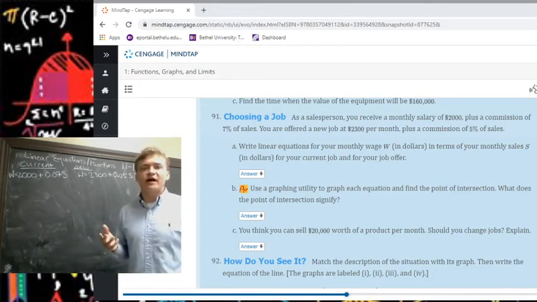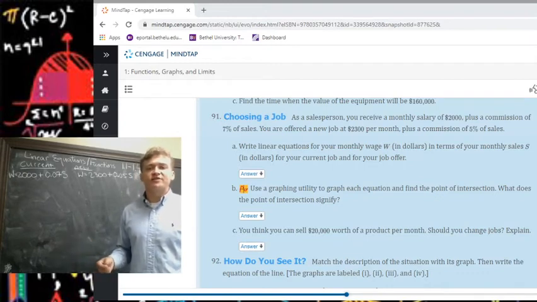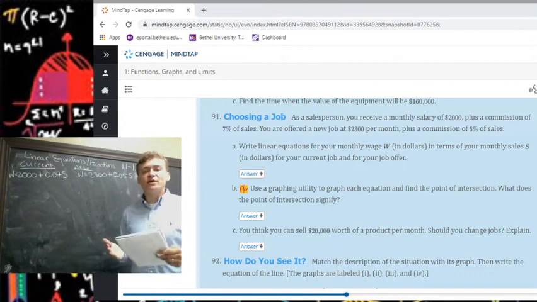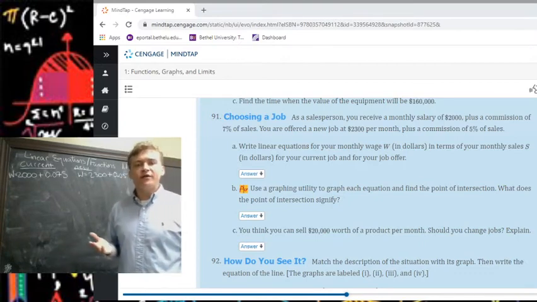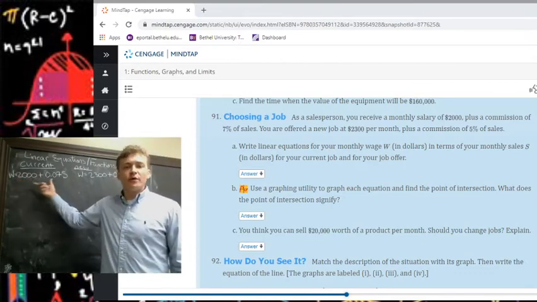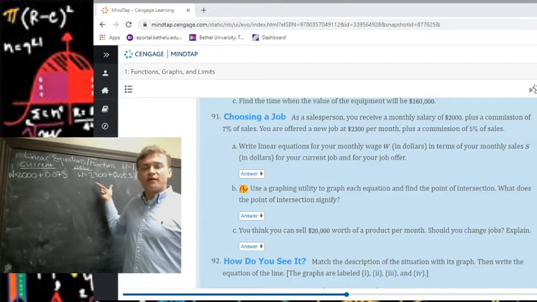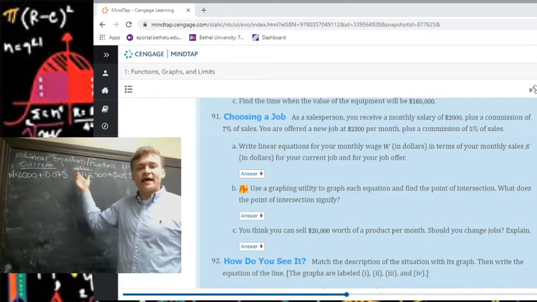Part B says use a graphing utility. Let's go ahead and actually use algebra to find the point of intersection. Well, how do you find the point of intersection? You set the equations equal to one another. Why are we allowed to do that? Well, what does it say here? W equals this. W equals that. If it equals this and that, then they're the same.